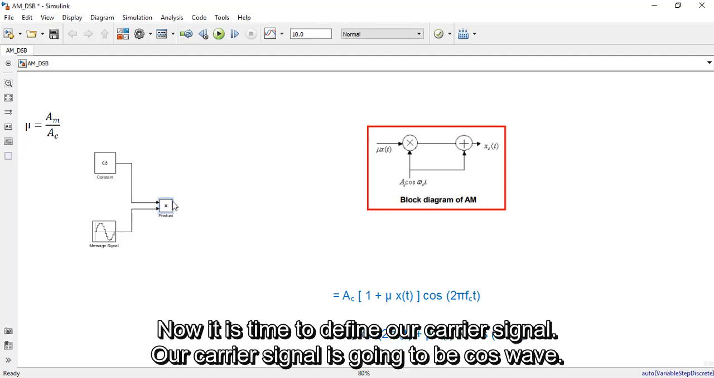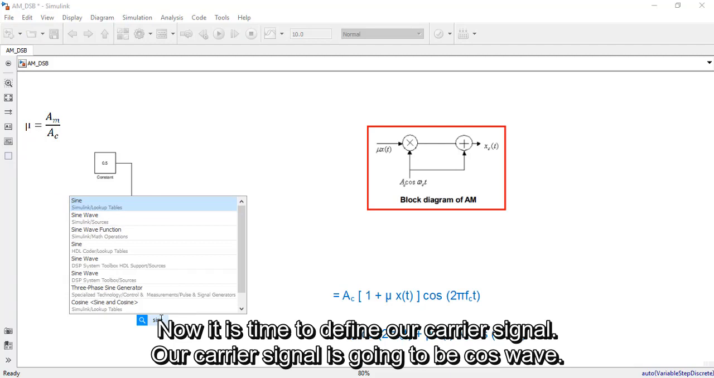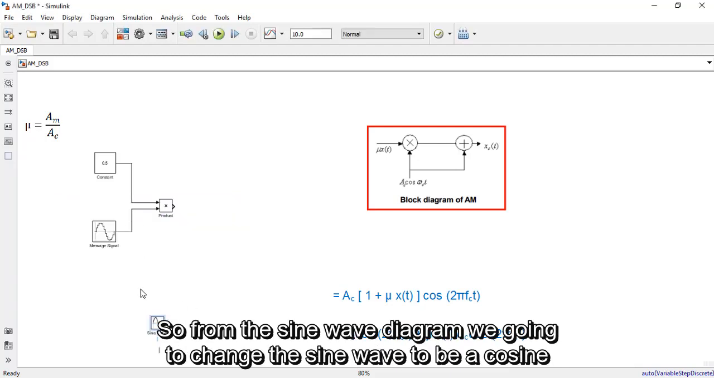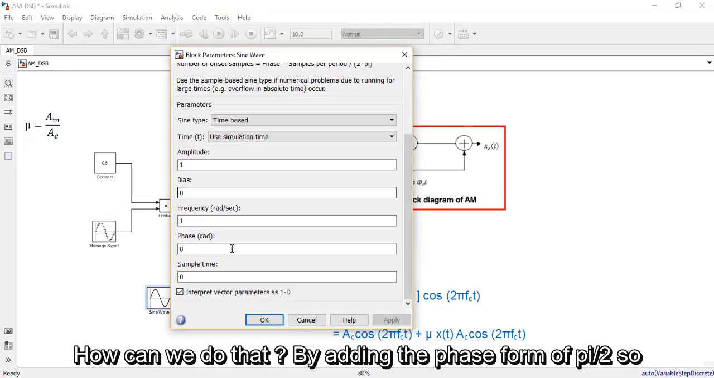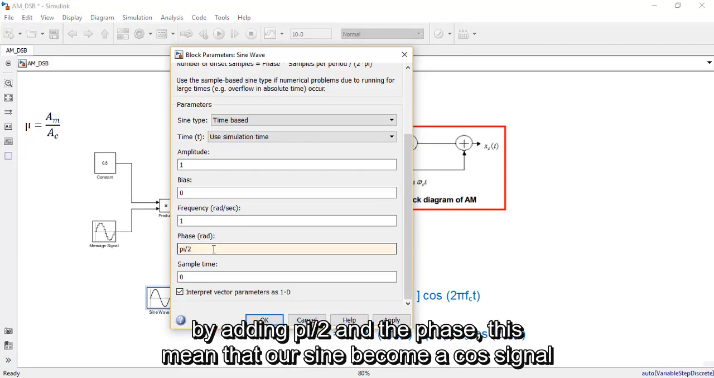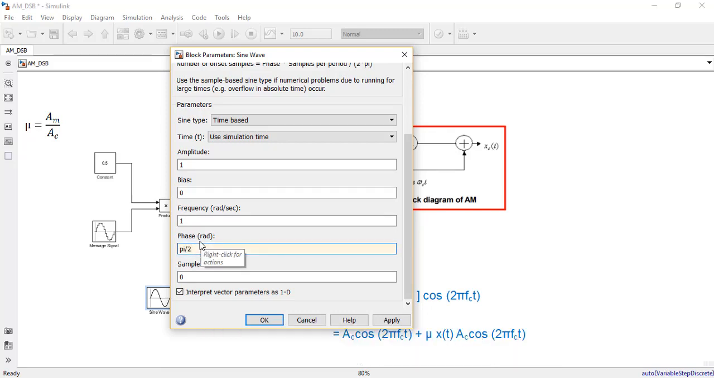Now it's time to define our carrier signal. Our carrier signal is going to be a cosine wave. So from the sine wave diagram, we're going to change this sine wave to become a cosine. How can we do that? By adding the phase term of pi over 2. So by adding pi over 2 in the phase, this means that our sine became a cosine signal.